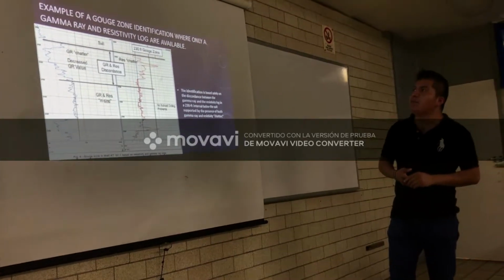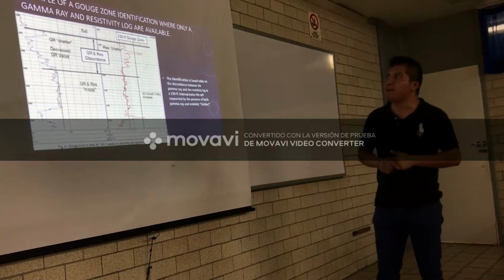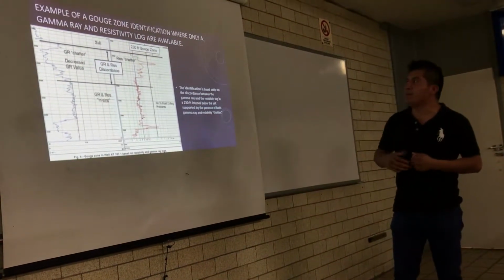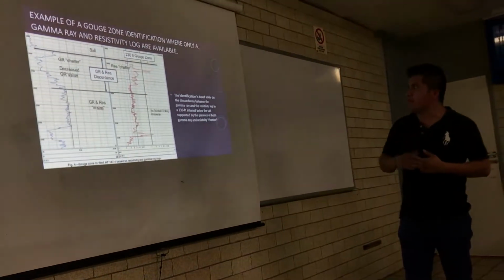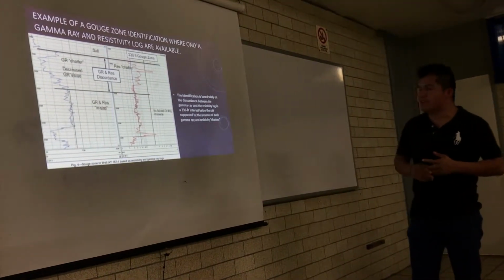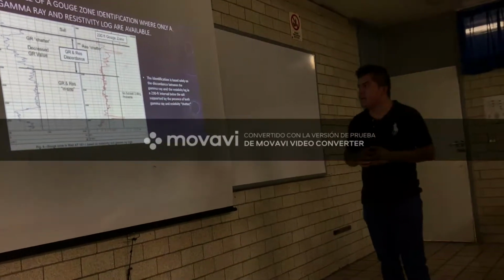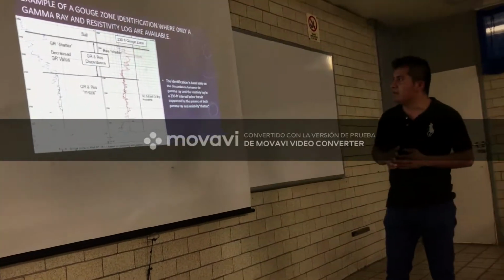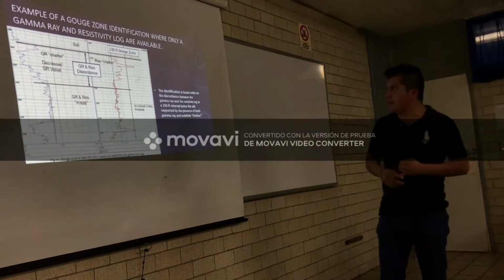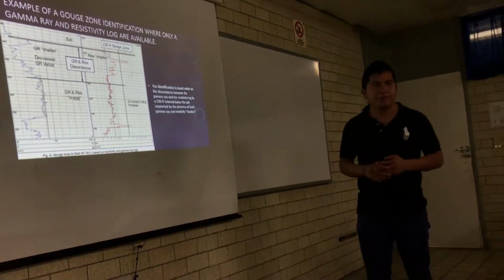This is an example of a gauge zone identification where only a gamma ray and resistivity log are available. The identification is based solely on the discordance between the gamma ray and the resistivity log in a 230 feet interval below the salt, supported by the presence of both gamma ray and resistivity chatter.